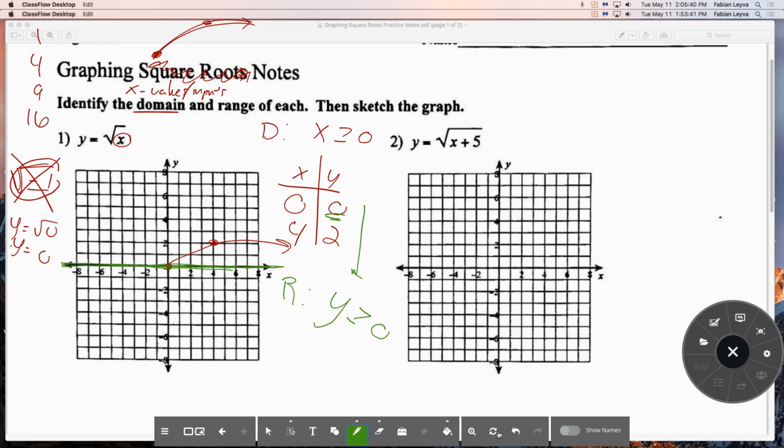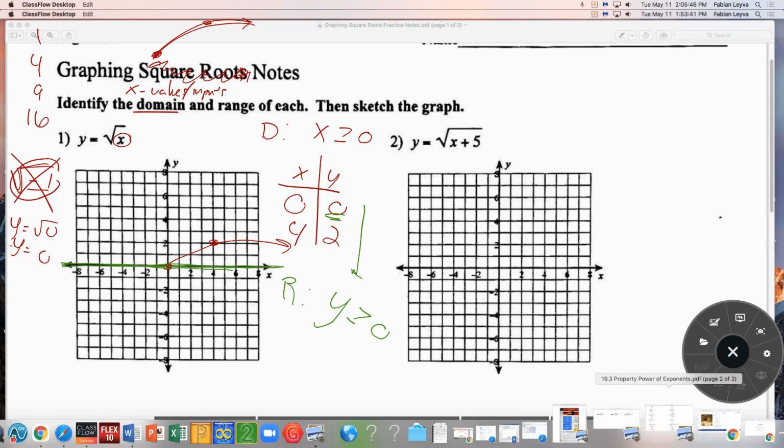Alright, so I want you guys to try number 2. If you guys get done with that a little bit early, you can go ahead and try 3 and 4 in the back. And then I will help you if you need any clarification on any of these problems.